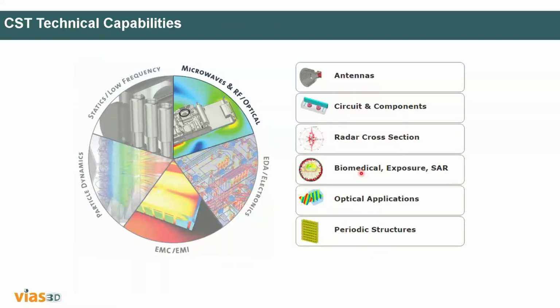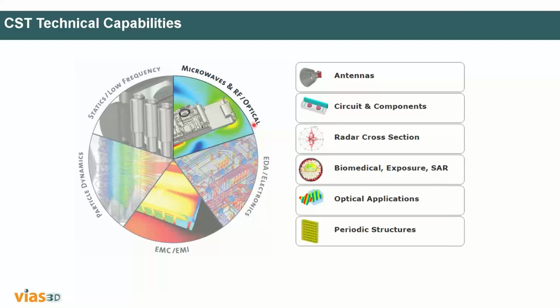Now coming to the technical capabilities, I'm not going into detail. What are the things you can do if you have one standard license of CST? That is what we are going to discuss. Like you can see a pie diagram where you have a wheel with different kinds of options. One thing is microwave and RF optical. Whatever I'm going to show you is all coming under one standard license.